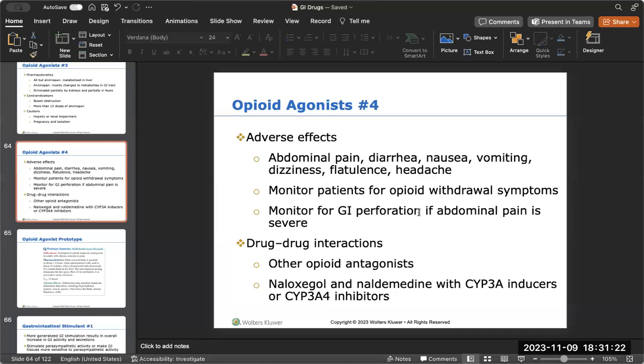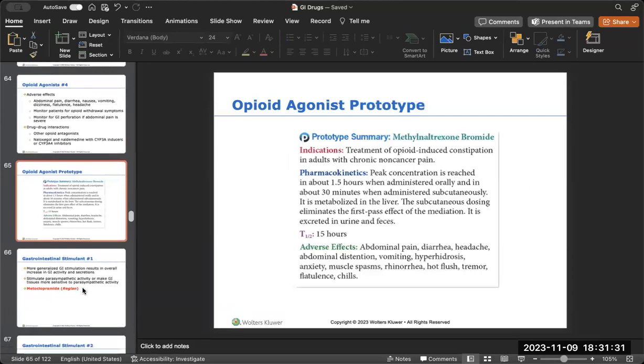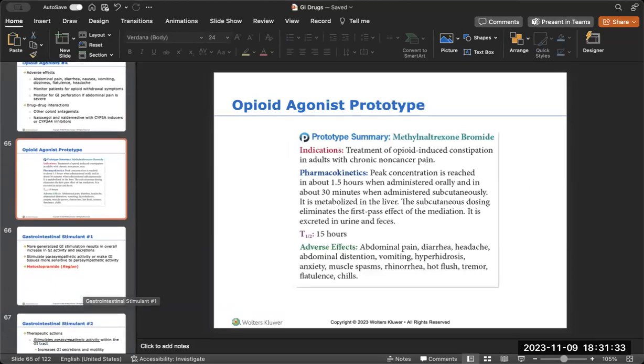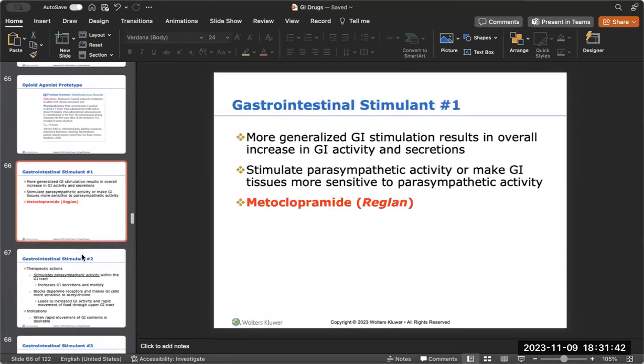Okay. And if they have abdominal pain, we really want to watch out for potential GI perforation or ulceration. Okay. And yeah, that's pretty much it for those opioid drugs. I would just pretty much be able to recognize them and know that they are used to treat opioid-induced constipation.